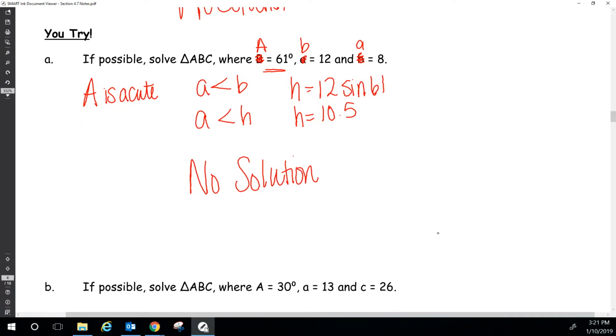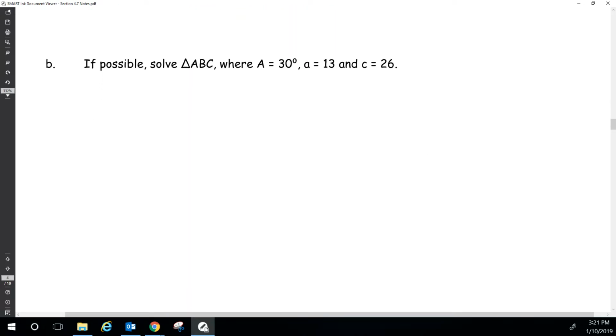All right, moving on to B. Again, we got angle, side, side. This time they didn't confuse us too bad with what they named them. So our big angle that they gave us is 30 whole degrees, which is less than 90, so it's acute. A is 13, C is 26, so A is less than C. When it's less than C, we gotta go find H. H is my other side, which is 26 sine 30.